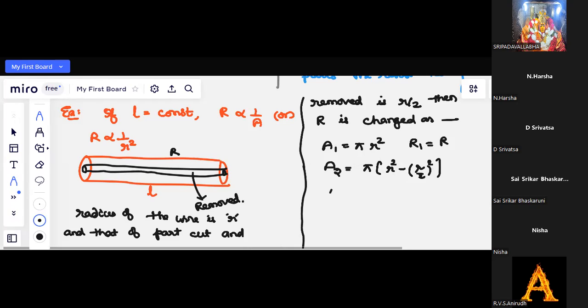So here A2 becomes how much? Pi into, after removing, 4 minus 1 is 3, so 3R square by 4. Area is equal to 3 by 4 times A1. Since resistance is inversely proportional, directly you can say R is 4 by 3. Very good. R2 is equal to 4 by 3 times R1, since only the area of cross section is changed.